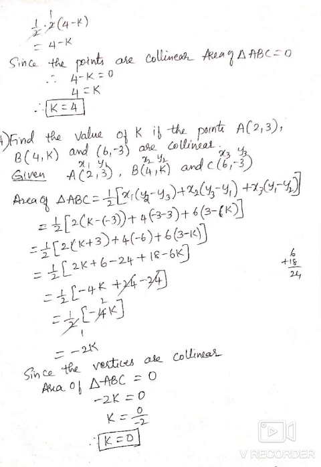So that is equal to half of 2k plus 2 threes are 6, plus 4 into minus 6 is minus 24, plus 6 threes are 18, plus 6 into minus k is minus 6k. Now if you simplify, half of 2k minus 6k means minus 4k, 6 plus 18 is 24, minus 24, it gets cancelled. So you will get 1 by 2 of minus 4k. So 2 ones are 2, 2 twos are 4, you will get minus 2k. Since the vertices are collinear, the area of triangle ABC is equal to 0. So minus 2k is equal to 0. k is equal to 0 divided by minus 2. Therefore k equals 0. So we got the value of k is 0.